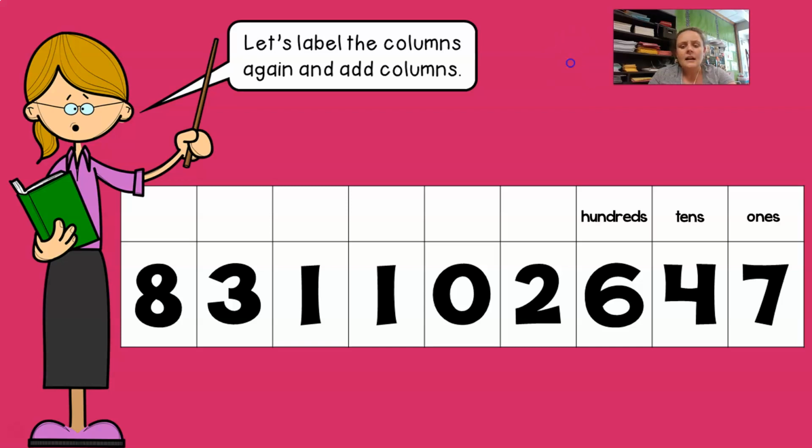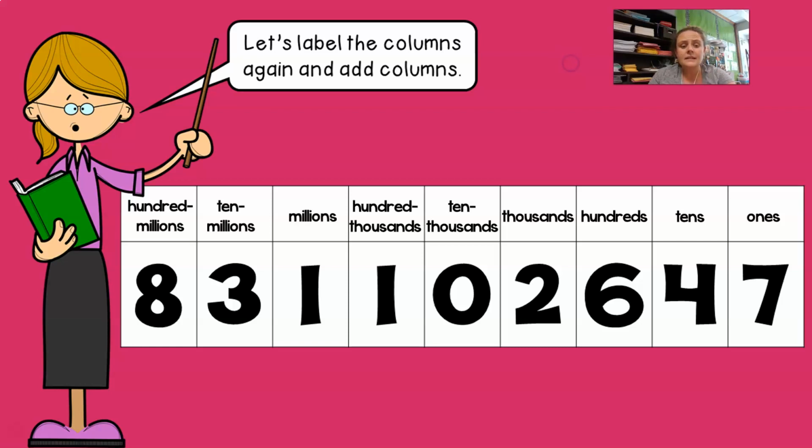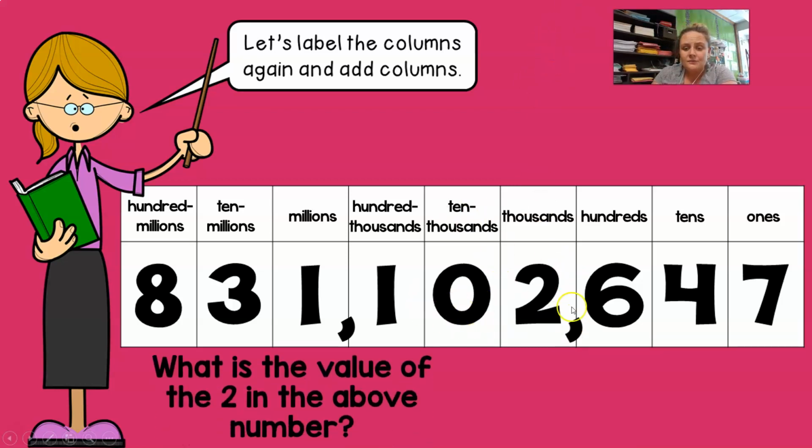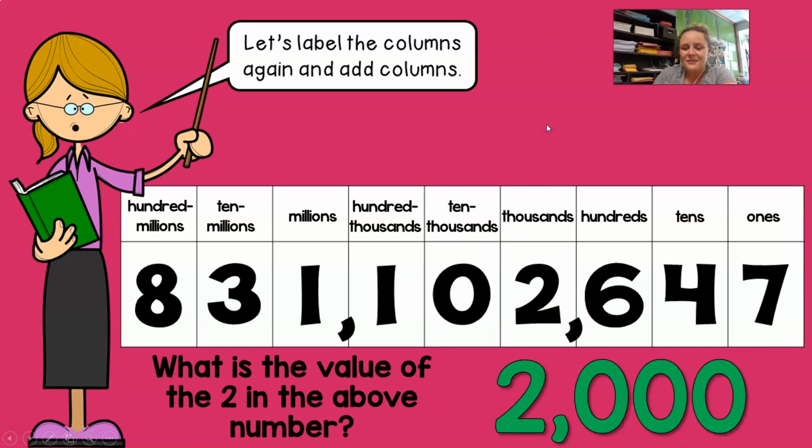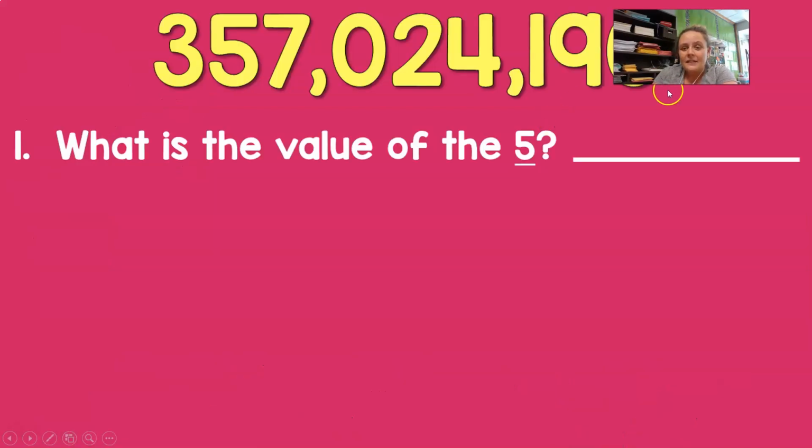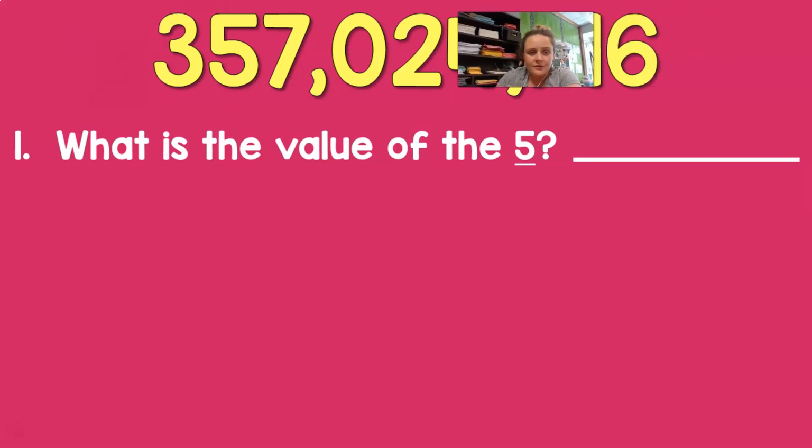Ones, tens, hundreds, thousands, 10,000s, 100,000s, millions, 10 millions, 100 millions. Where are the commas going to go? 1, 2, 3, cha-cha-cha. 831,102,647. Ooh, I wonder, that might be one of your bank accounts someday. What's the value of the 2? You got it, 2,000. Okay, let's go ahead and talk through these.